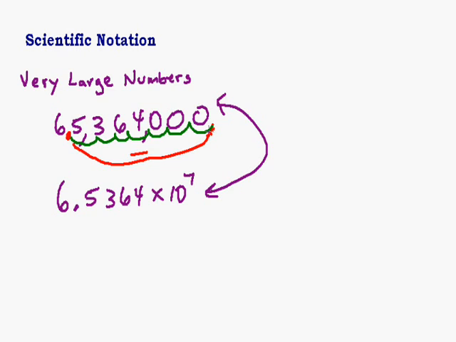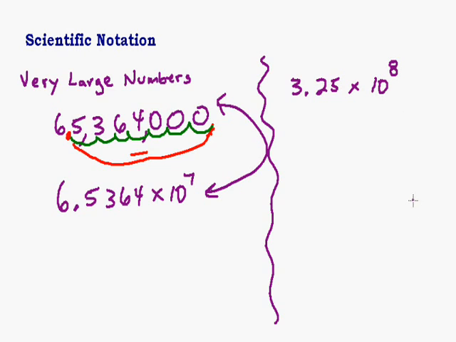Alright, let's try one more where I give you the number in scientific notation and then you write it out the long way, which would be called standard form. Okay, so here's a number in scientific notation. 3.25 times 10 to the 8th power. So pause the video, write that out the long way, the long number. Maybe even think about what that number is, how to say it. Okay, so let's see how you did.